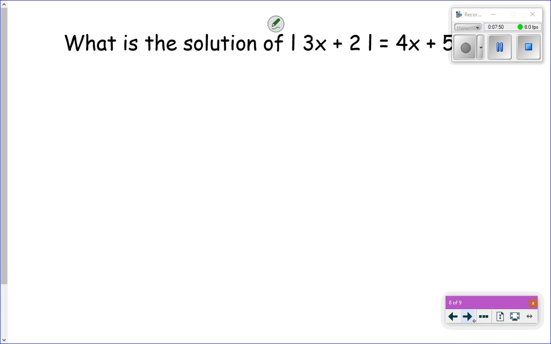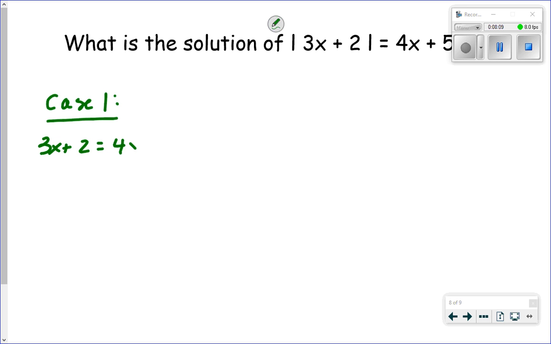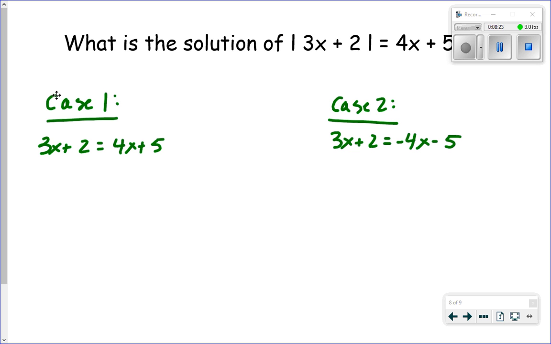Next example, absolute value of 3x plus 2 equals 4x plus 5. So first thing, absolute value bars need to be by themselves. They are. So I can set up my two cases. Case 1, 3x plus 2 equals 4x plus 5. Nothing changed. Case 2, 3x plus 2 equals negative 4x minus 5. So even though there were multiple terms on the right-hand side, both of them changed signs. So the 4x became negative, the 5 became negative.